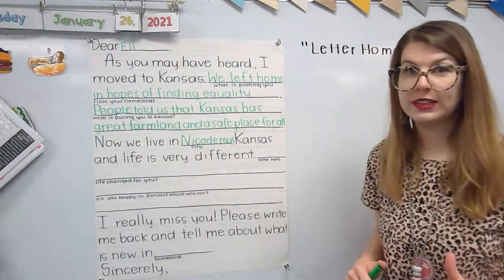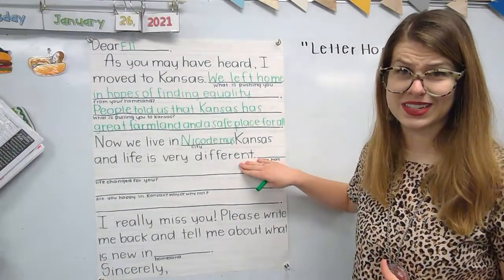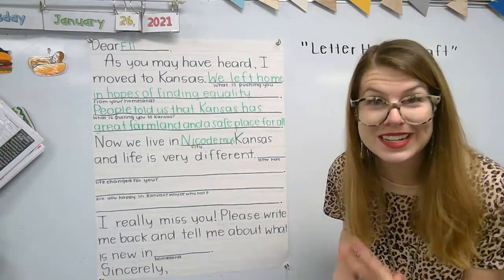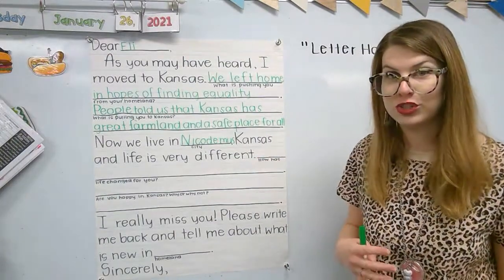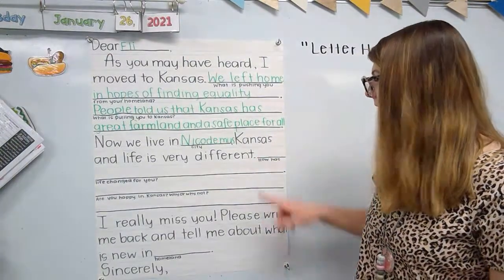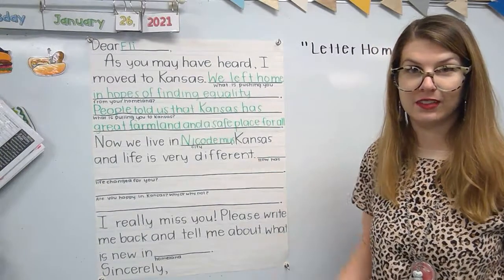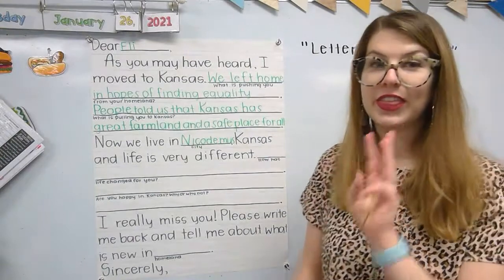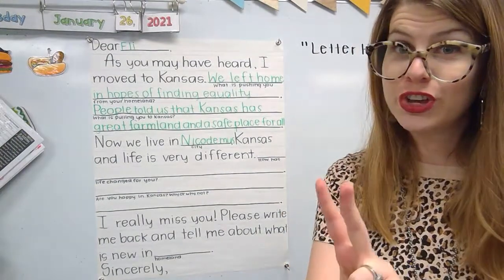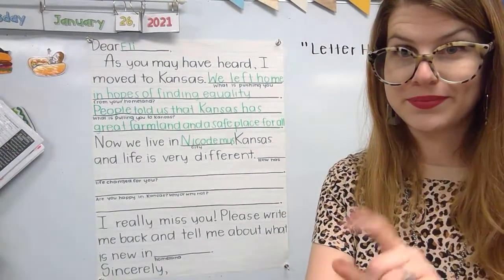Remember, your group of settlers lived somewhere totally different than Nicodemus. You will not be writing Nicodemus on your letter. Instead, you're going to be telling me where your settlers moved to. Pause this video and create this next sentence, and I'll see you in 5, 4, 3, 2, and 1.